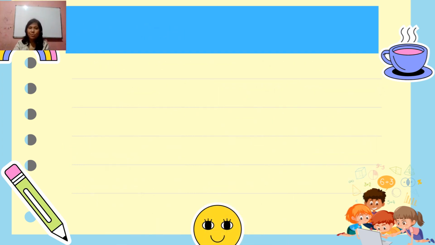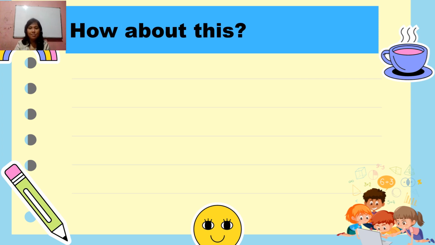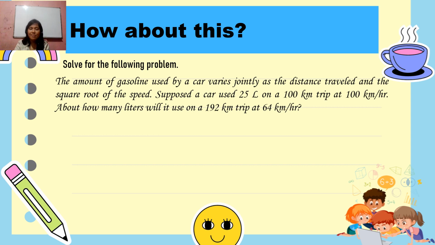Okay, so, pagkatapos ng evaluation, yung mga problems kung paano pag-solve ng joint variation problems, meron tayong real life or word problems naman tayo. Okay? So, solve for the following problem. Ito yon. The amount of gasoline used by car varies jointly as the distance traveled and the square root of the speed. Paano ba mag-solve ng word problem na? The steps are just the same with yung mga hindi pa siya naka real life situation na mga given.